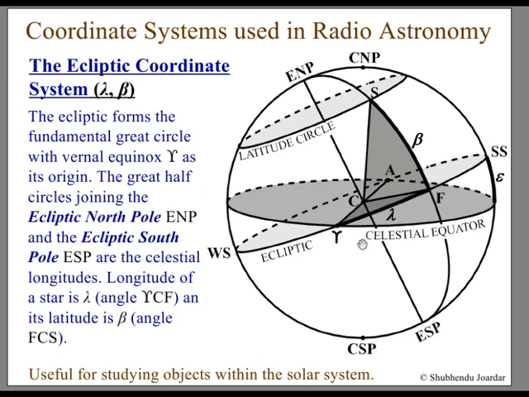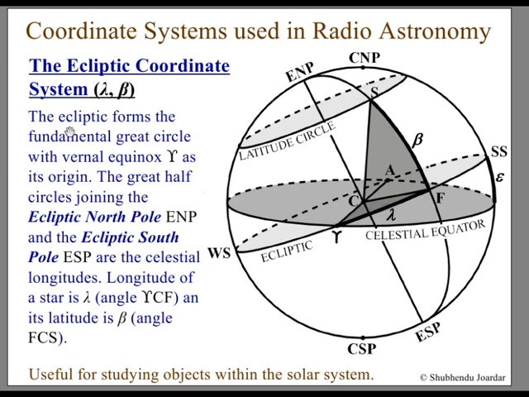In the equatorial system, we were doing it considering this plane as the fundamental great circle, but here it will be like this, and we call this the ecliptic north pole and ecliptic south pole, whereas the celestial north pole and celestial south pole are here, and these are separated by about 23.5 degrees or something like that, the obliquity of the ecliptic.